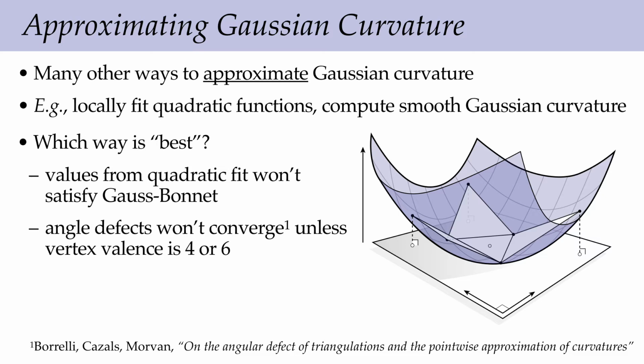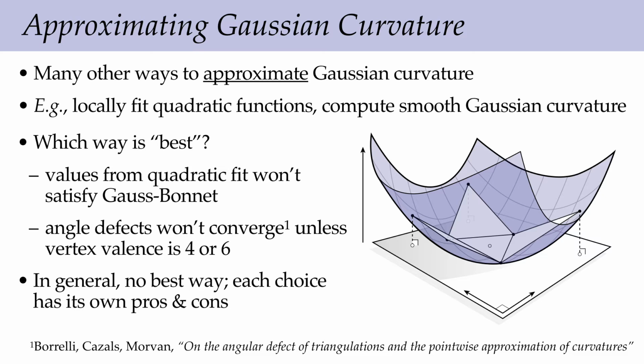In general, there really is no best way, right? Again, every way that you come up with to discretize or approximate something from the smooth setting will fail to capture some property that you care about. There are almost always these no free lunch theorems. And so rather than seeking this best answer, what's really valuable to do is try to understand the landscape of possibilities and when you should apply a certain definition in a certain context.